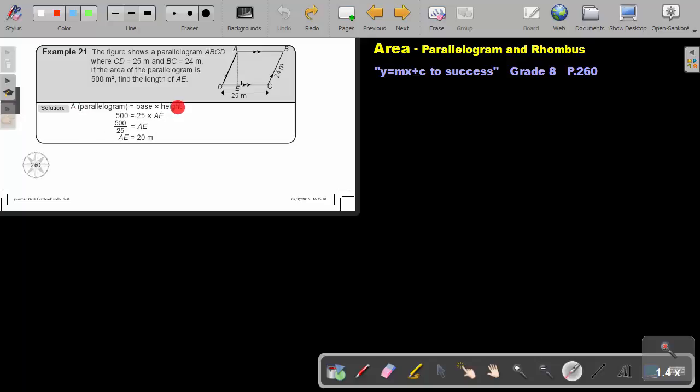First write down the formula. Then in the place of the area you substitute 500, and in the place of the base you substitute 25. And now you just solve the equation. To get that 25 away on that side, you divide this side by 25 and you divide this side by 25. So this will cancel and you're sitting with 500 divided by 25. The value of AE will be 20 meters.